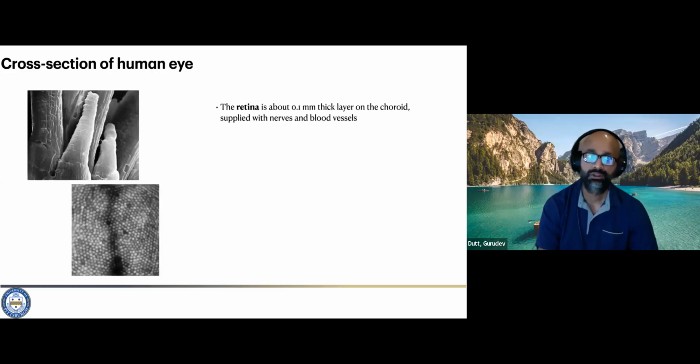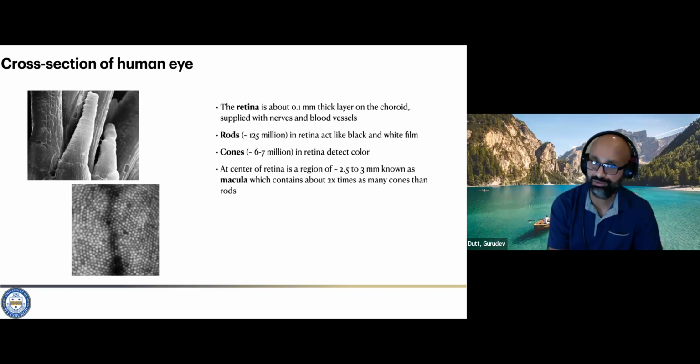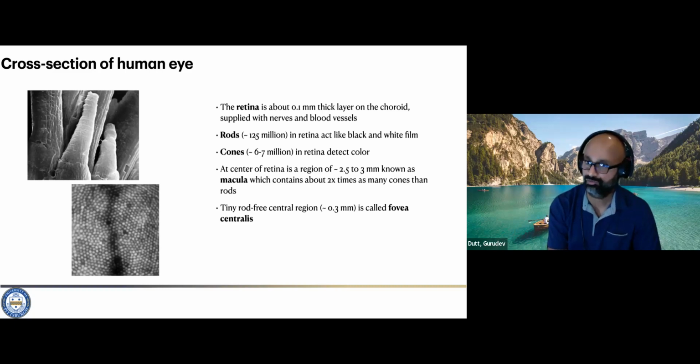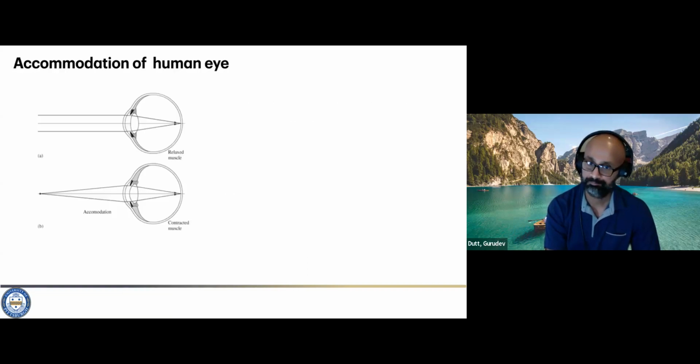Okay, so in the last lecture, 11A, I talked about the human eye. This is again just a cross section, and it talks about how there's a small region at the center, which is the one that gives us most of our color vision and our sharpest vision detection due to the presence of the cones in that region. And of course, the eyeball is constantly moving to try and project the light onto that fovea. Okay, and then I talked about the accommodation.